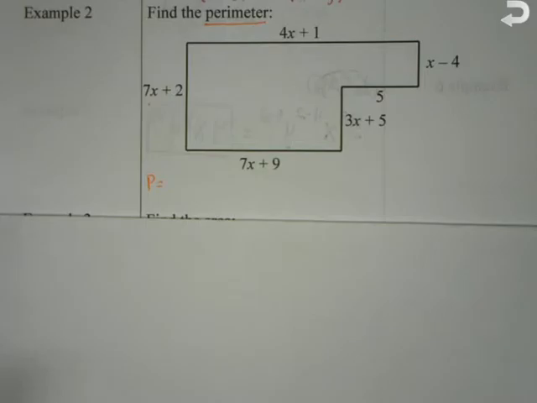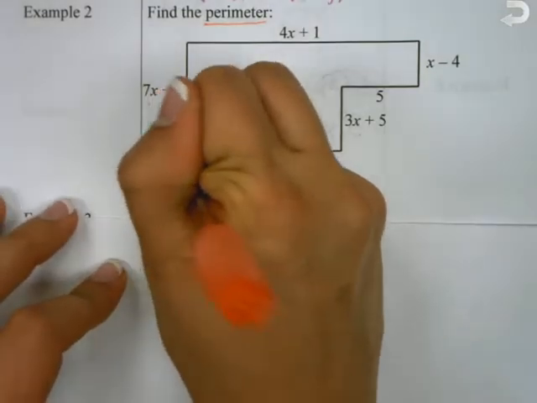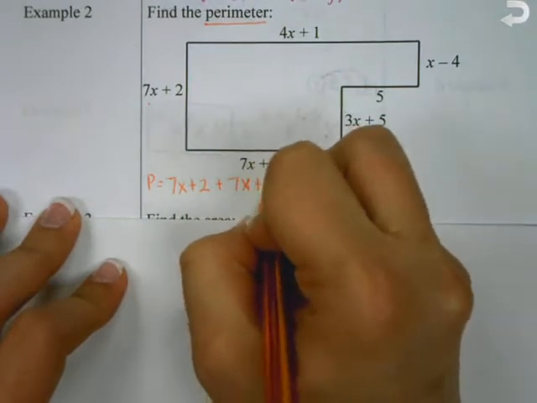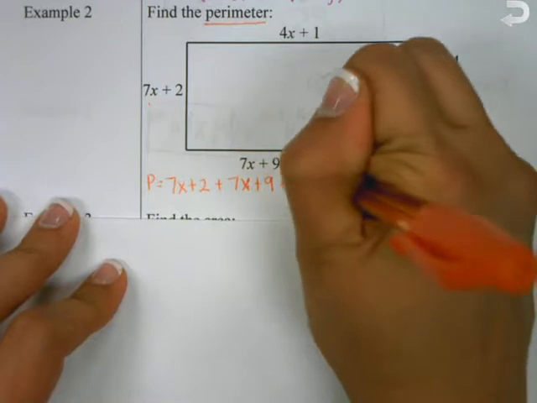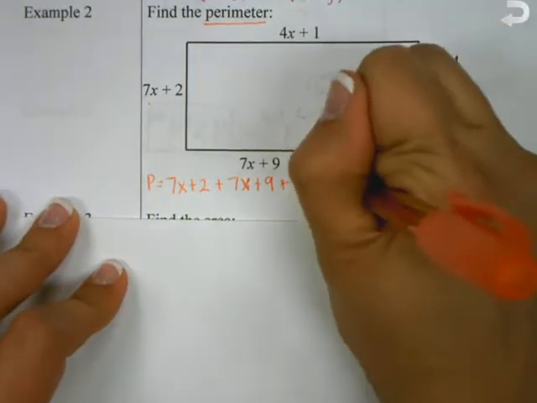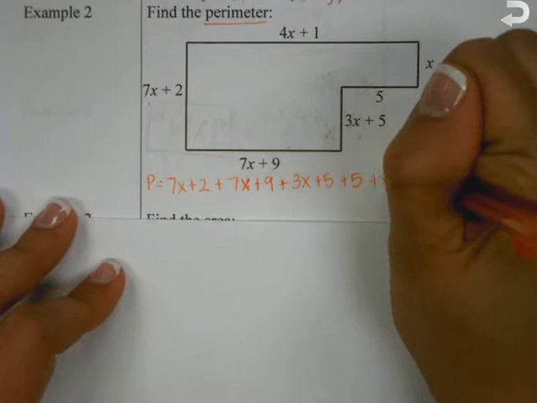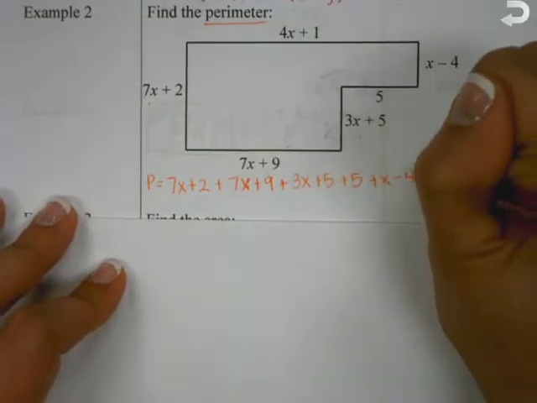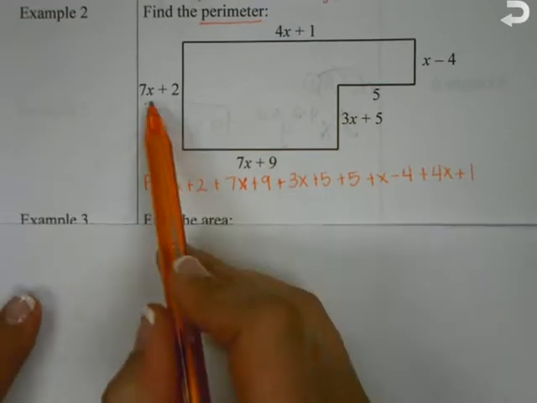okay, so 7x plus 2 plus 7x plus 9 plus 3x plus 5 plus 5 plus x minus 4 plus 4x plus 1. Okay, so I just started here and went all the way around, adding up all of the sides.